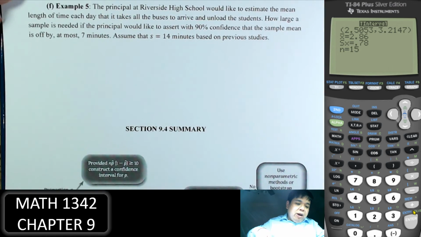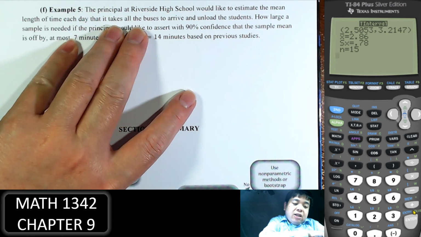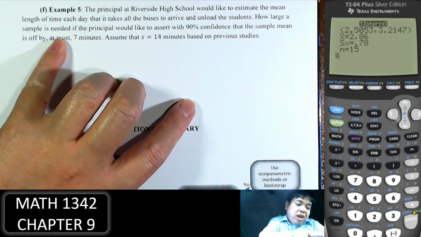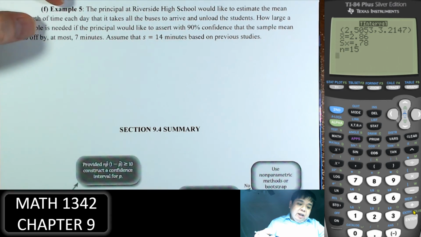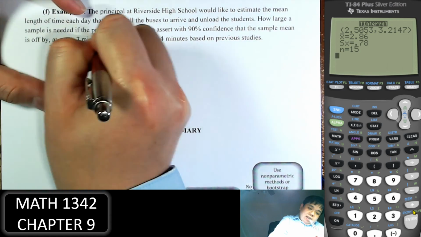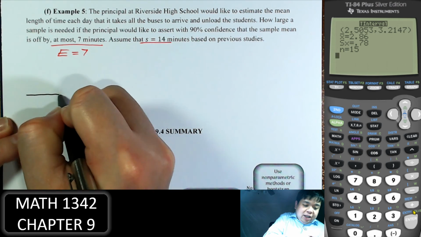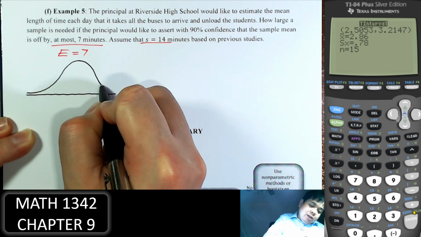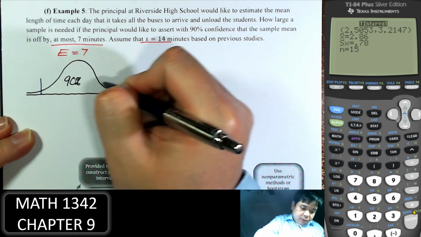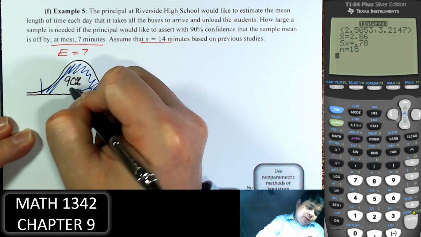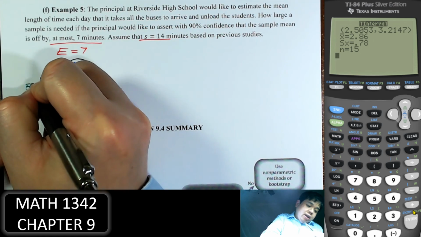One more. Right. The principal of the Riverside High School would like to estimate the mean length of time each day that it takes all the buses to arrive and unload the students. How large does the sample size need to be if we want a 90% confidence interval, and the error will be 7 minutes. So margin of error is 7, and we have the standard deviation for the sample. Right. We still need to calculate the z alpha over 2 for 90%. So 90% in the middle. That means 5% on each tail.